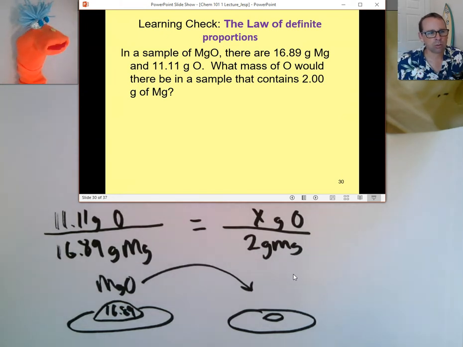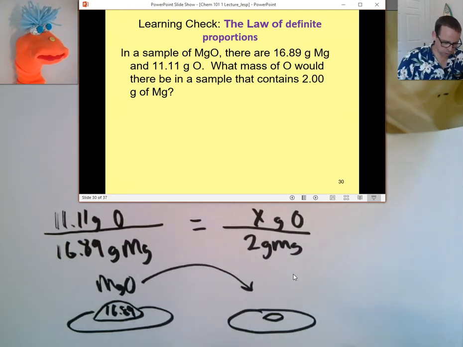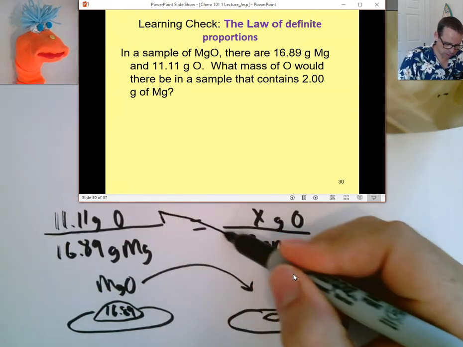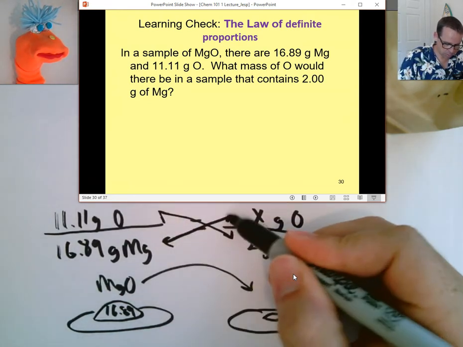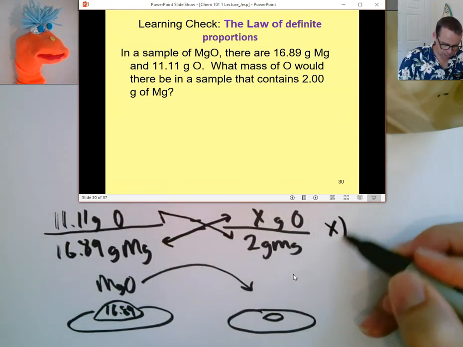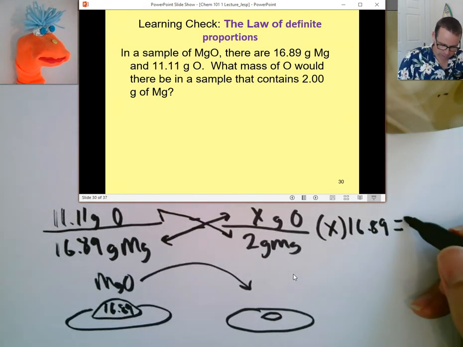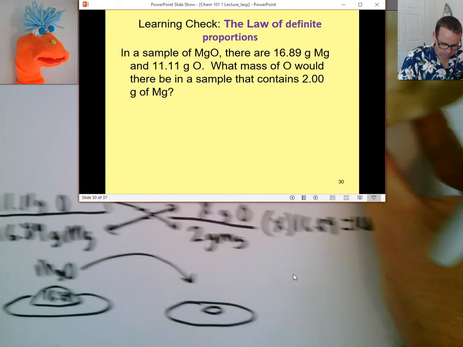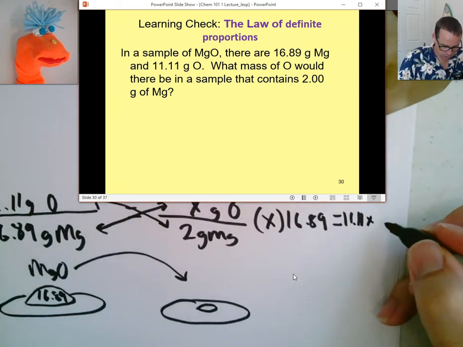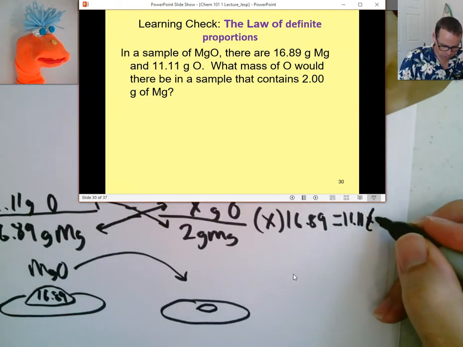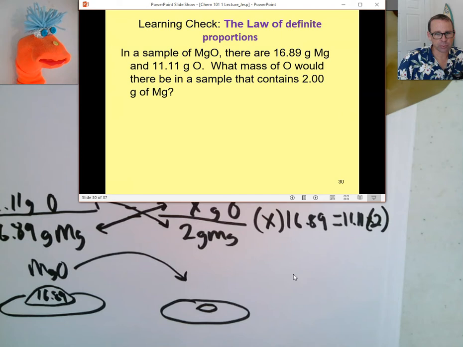Yeah, I can solve that. What do you do? How do you solve it? I multiply the 2 times the 11.11 and then divide by the 16.89. Very good. So this is what they taught me in math class. We call this cross multiplying. You set x times 16.89 equal to 11.11 times your 2, right?